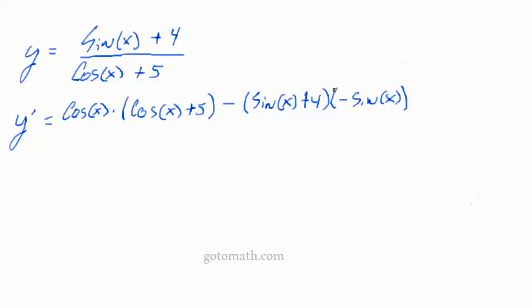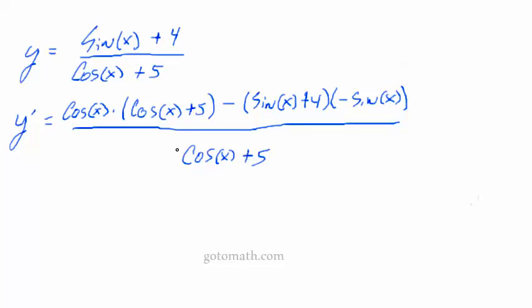So you notice I started a parentheses here, and that's because of this negative sign. This thing could really mess you up if you're not careful. So we attempted to draw a horizontal line. And then, of course, it's all over the bottom squared. So cosine x plus 5, and the whole thing is squared.